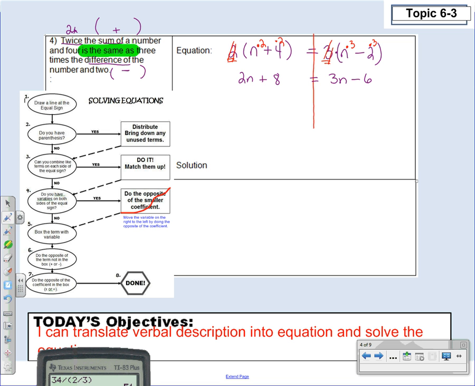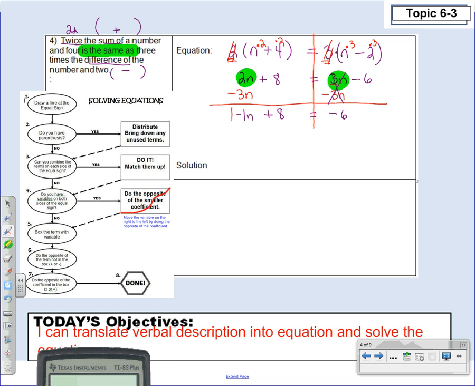Now, can we combine like terms on each side? On each side, no. I can't combine the 2n with 8, and I cannot combine the 3n with the negative 6. Do we have variables on both sides? Yes, we do. We have a 2n, and we also have a 3n. So when we have variables on both sides, we're going to move the variable that's on the right to the left. The variable on the right is 3n. We move it to the left by doing the opposite. So opposite of positive 3n is a negative 3n. 2n minus 3n is a negative 1n plus 8 is equal to 3n minus 3n, that's 0. We still have a negative 6.